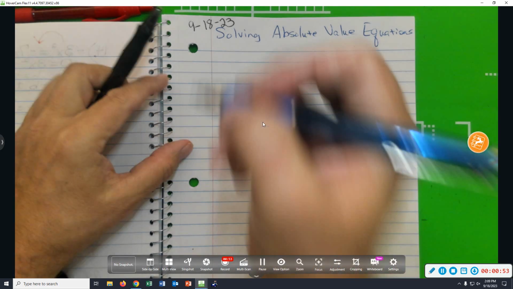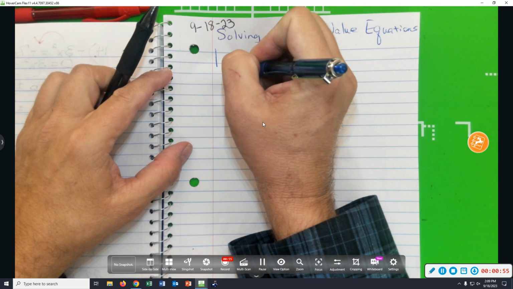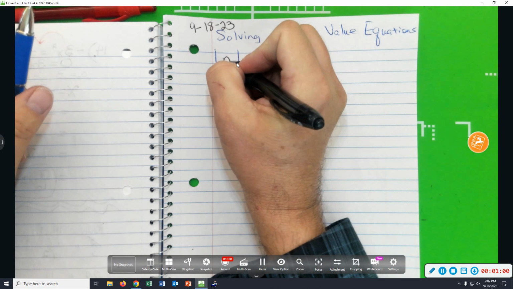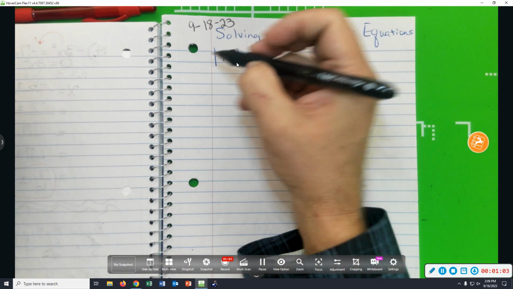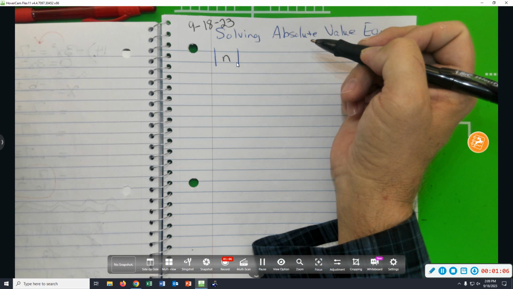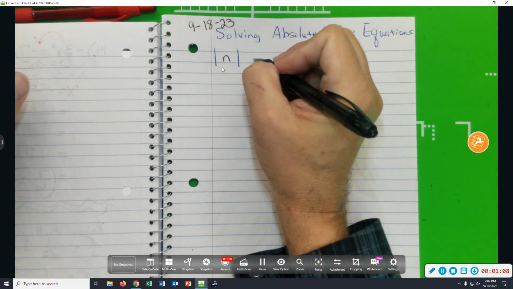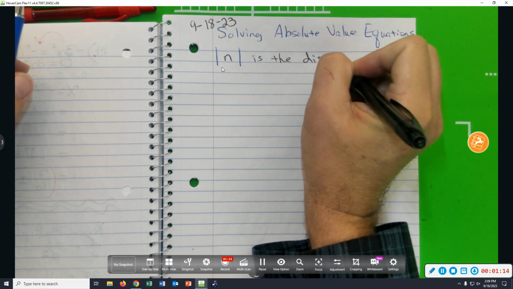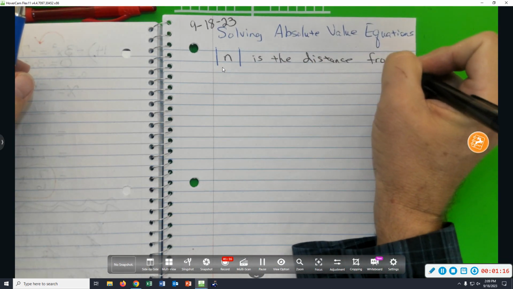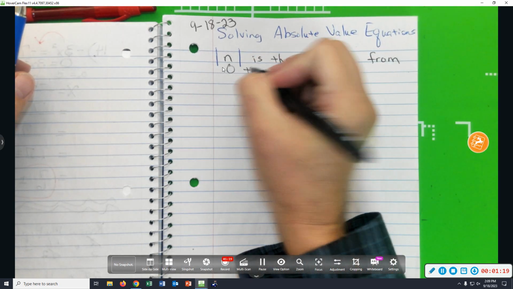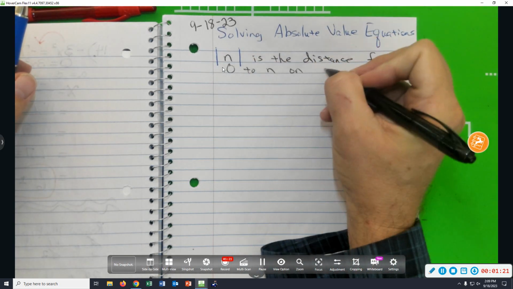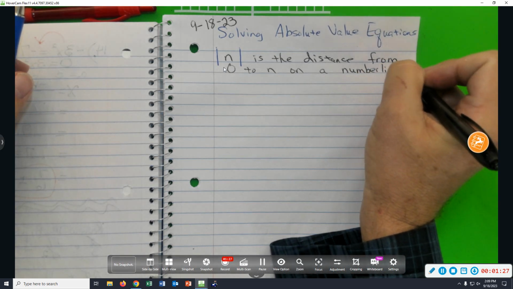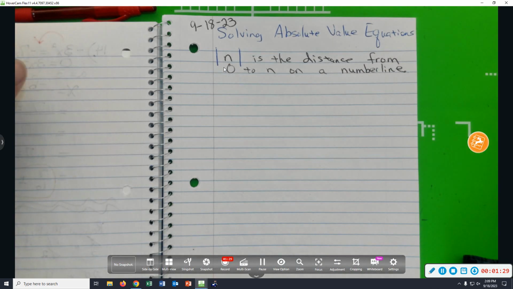But anyway, these vertical bars that I'm drawing represent absolute value. And we say the absolute value of a number n. Basically, for our purposes, it's a distance measuring device. The absolute value of n is the distance from 0 to the number n on a number line. We're just measuring the distance.